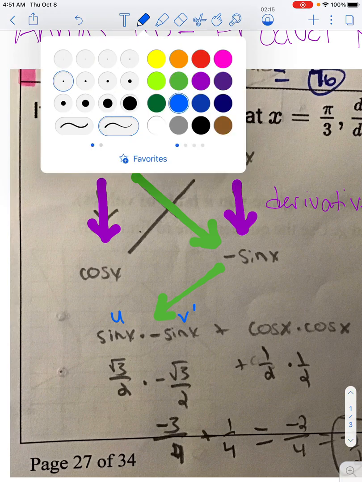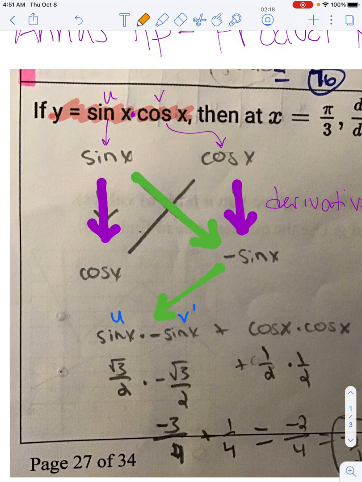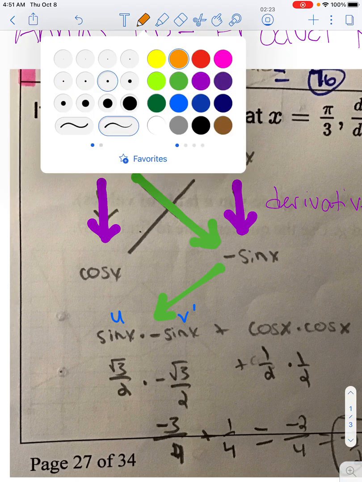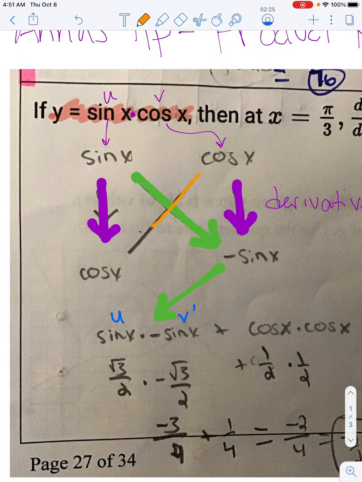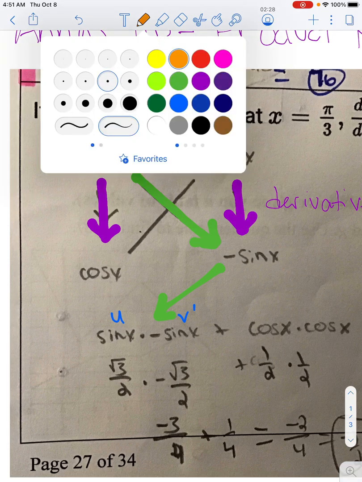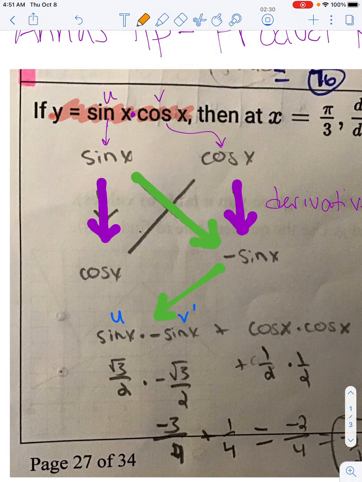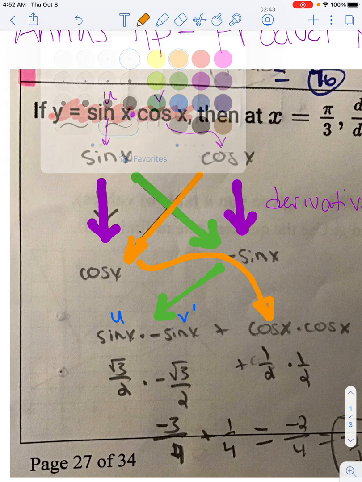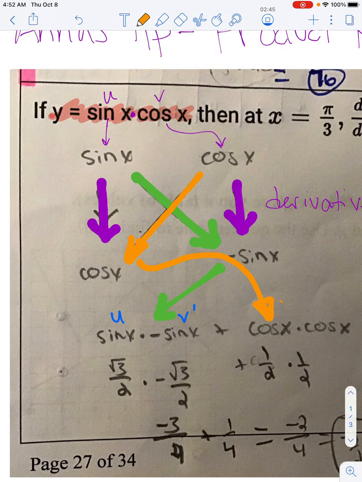And then she goes the other diagonal. And she goes, here's cosine, times the derivative of sine. Cosine times the derivative of sine. So that would be going right here. So that would be then the v times u prime, or the u prime times v, however you want to look at that.